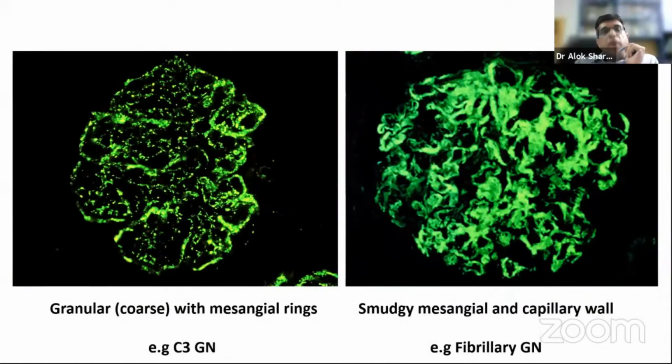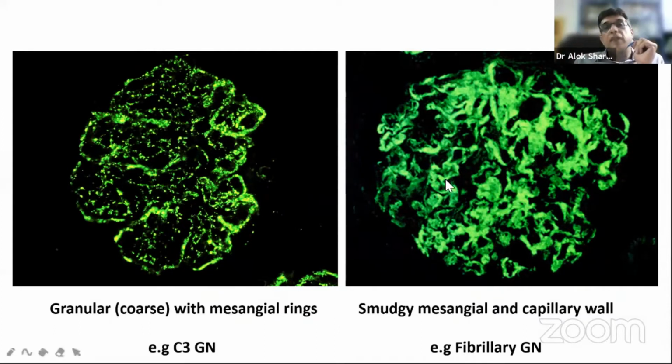Now this is another pattern of coarse granular staining which you see. This picture shows a coarse granular mesangial and capillary wall pattern, and you also see some ring-like mesangial pattern. If you come across this pattern, you may be dealing with C3GN. So just make a note of it while you do the examination.